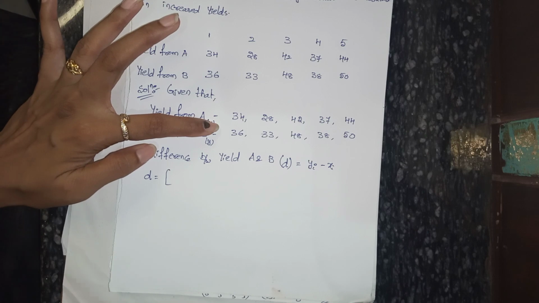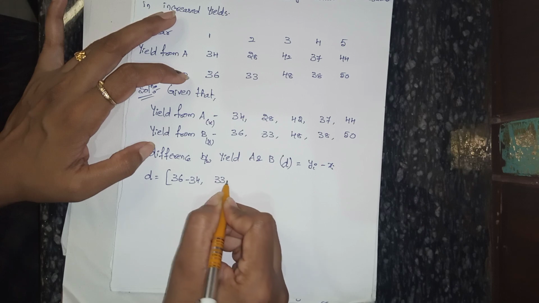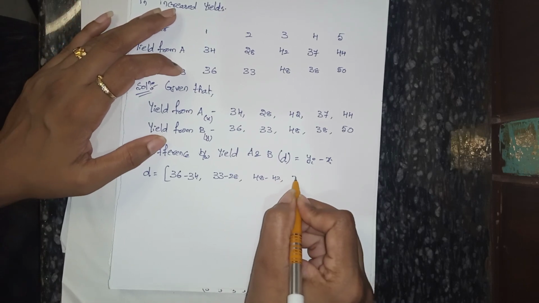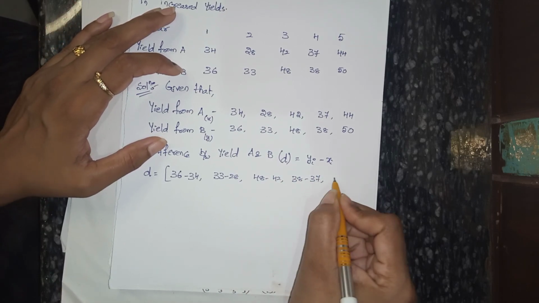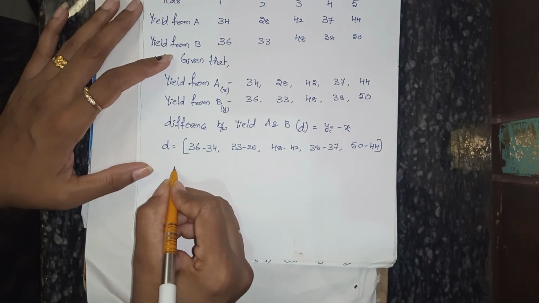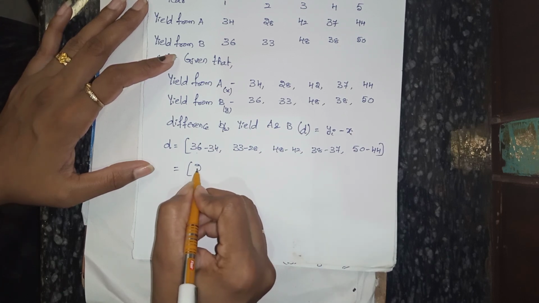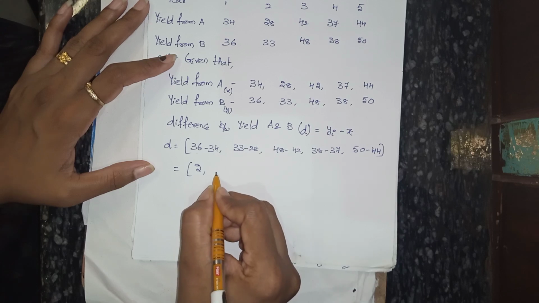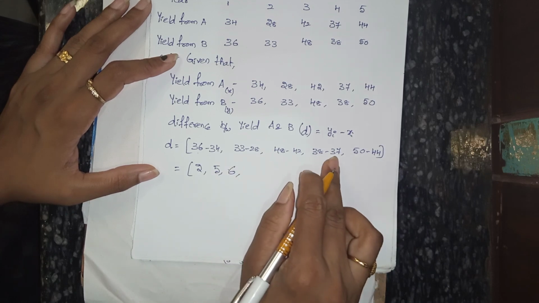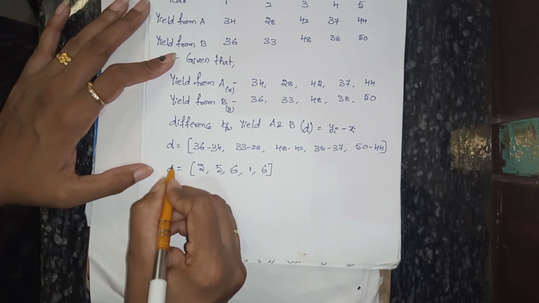So 36 minus 34, 33 minus 28, 48 minus 42, 38 minus 37, 50 minus 44. The values are: 36 minus 34 is 2, 33 minus 28 is 5, 48 minus 42 is 6, 38 minus 37 is 1, 50 minus 44 is 6. These are the D values.